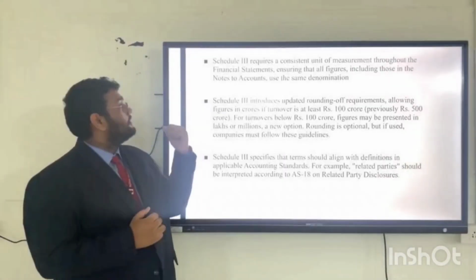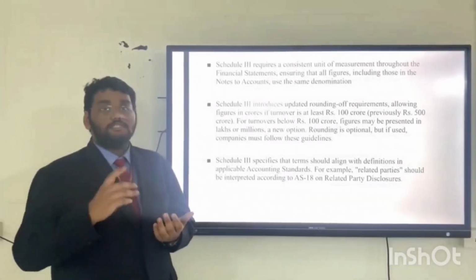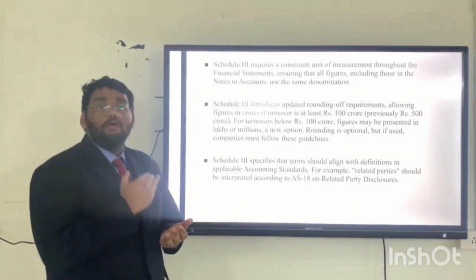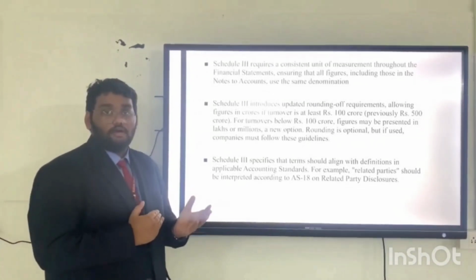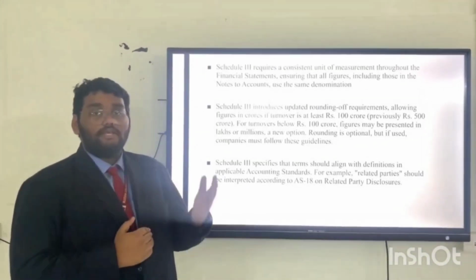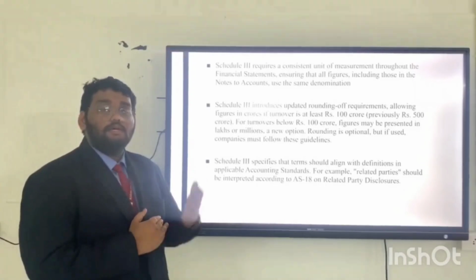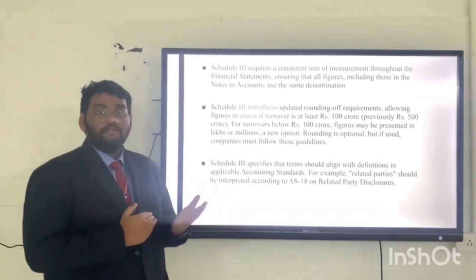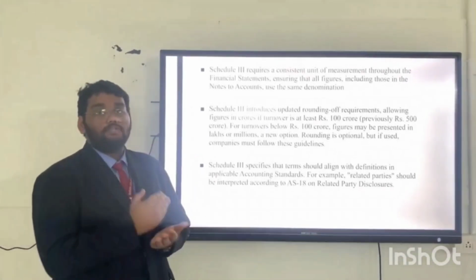It says that Schedule 3 requires a consistent unit of measurement for financial statements. Meaning, for the first quarter, if you did it in rupees, the next quarters or the next year's financial statement should also be in rupees. This makes it easier for comparability, transferability, as well as you could compare it with other firms.